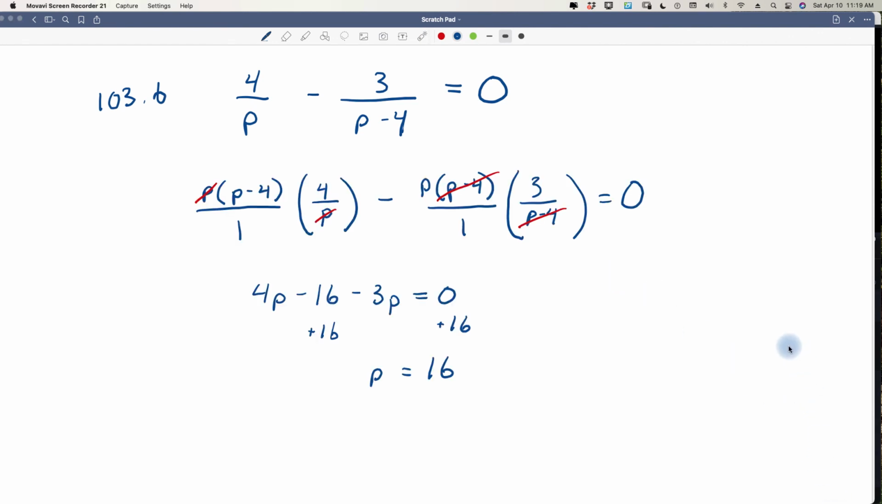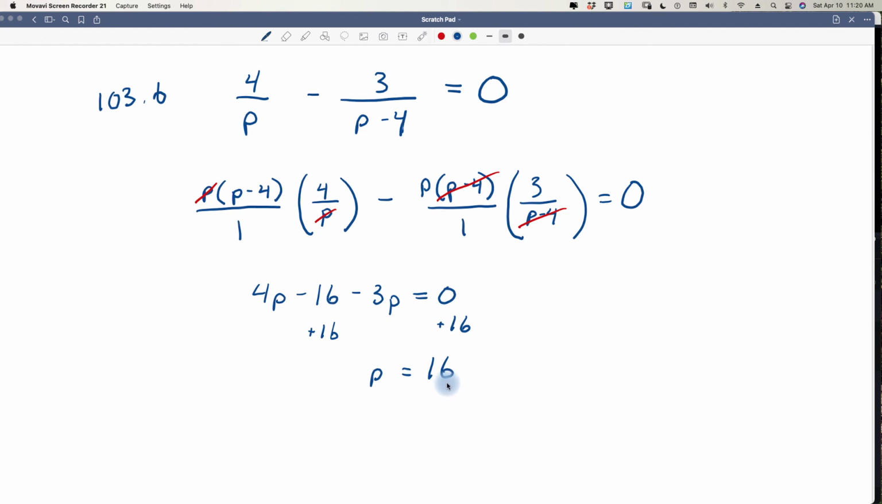And now, through the magic of video, we have the completed problem. As you can see, I took the common denominator, p times p minus 4, and I multiplied it as a whole number times each fraction. I factored out p on the first one. I factored out p minus 4 on the second one. I distributed 4 to p minus 4 and got 4p minus 16. I multiplied 3 times negative p and got negative 3p. Then I added 16 to both sides, and I ended up with smushing 4p and negative 3p into 1p, so that p equals 16.